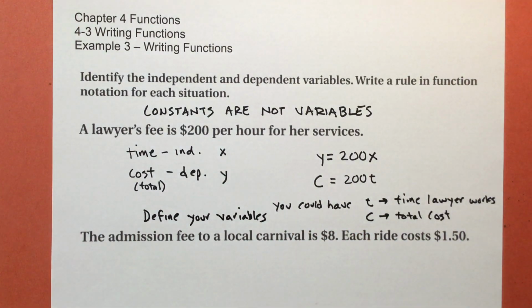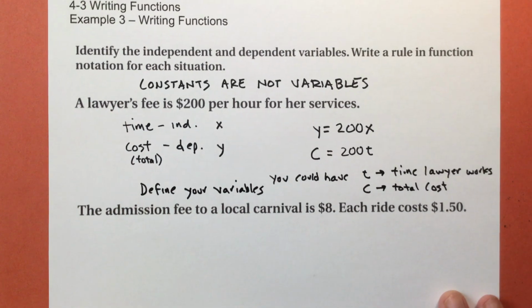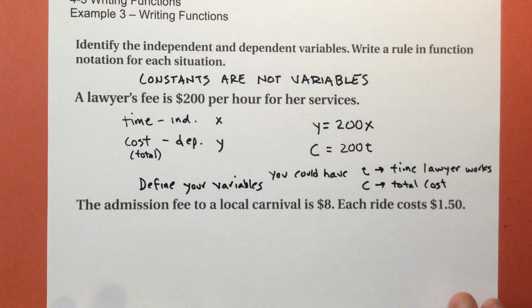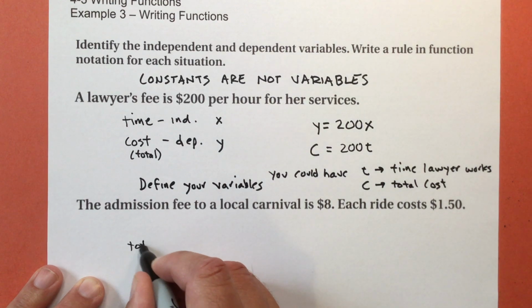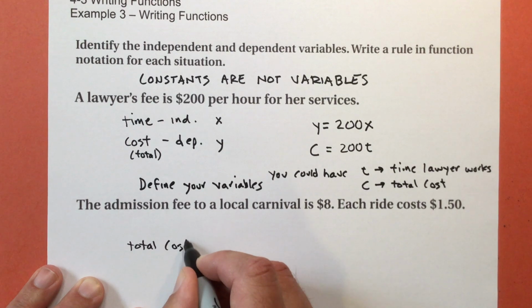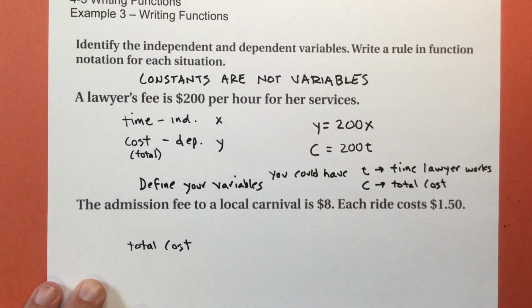Okay, so let's do the next problem. The admission fee to a local carnival is $8 and each ride costs $1.50. Let me scoot that up a little bit. All right, so what are the two variables, two things that are measured in this situation? We're talking about money. So again, we've got total cost. What's the total cost of your trip to the local carnival? And then what's the other thing that's being counted?